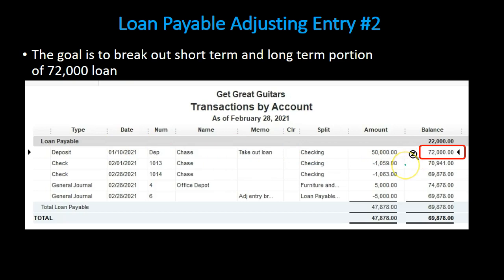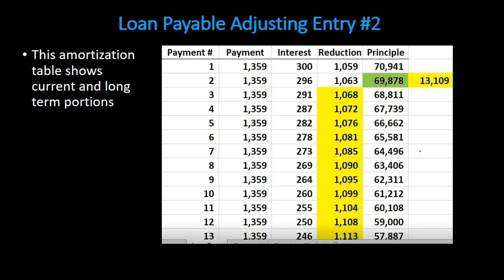We made a couple payments on that, and we also had this other loan we dealt with last time as part of the detail in our loans payable account. We're going to be dealing with this $72,000 loan at this time, breaking out the short-term and long-term portion.